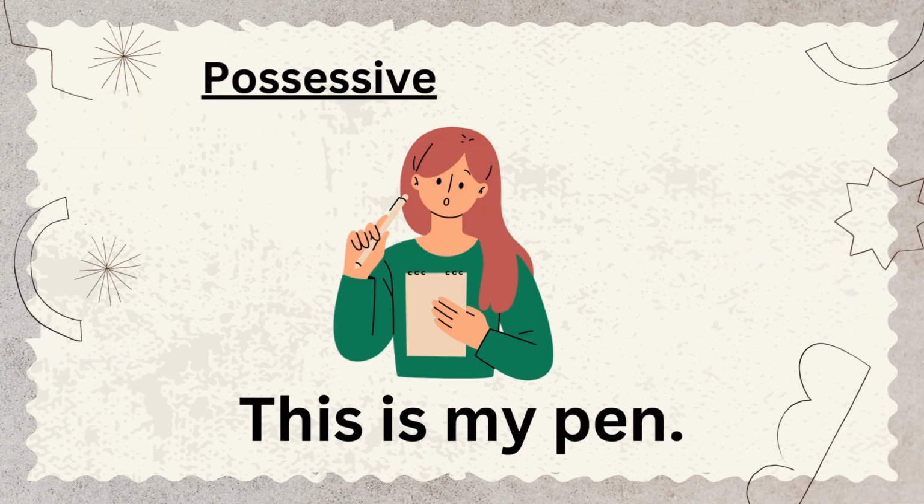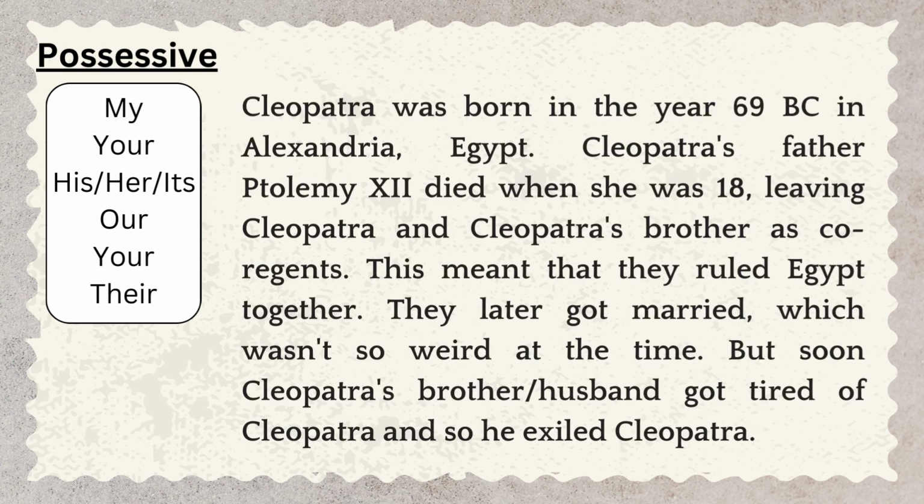We use possessive pronouns to show possession. This is my pen. My, your, his, her, its, our, your, their. Pause the video for a minute and see if you can use any of these pronouns to improve the text about Cleopatra and make it less repetitive.